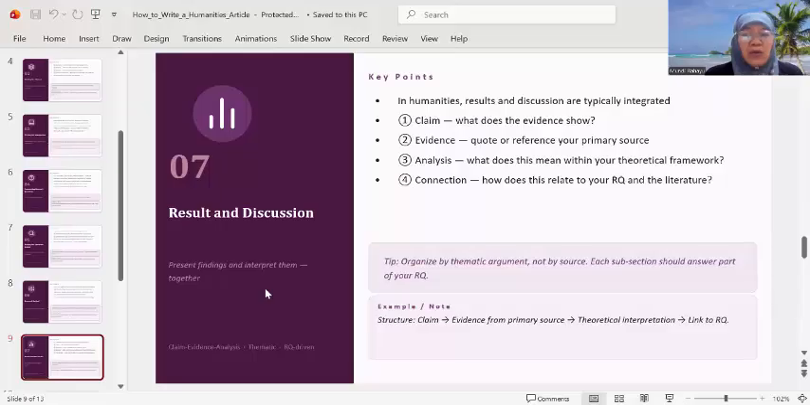And then analysis. What does this mean within your theoretical framework? Connection, how does this relate to your research question and the literature? Organized by thematic argument, not by sources. Each subsection should answer part of your research question. For example, if you have 3 research questions, in this result and discussion, you have 3 subsections. So the structure in the result and discussion is present the claim, give the evidence from primary source and theoretical interpretation, link to the research question.